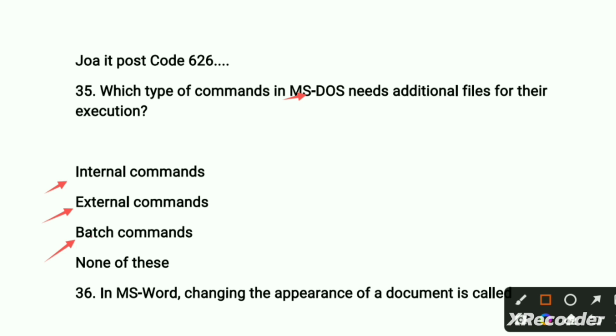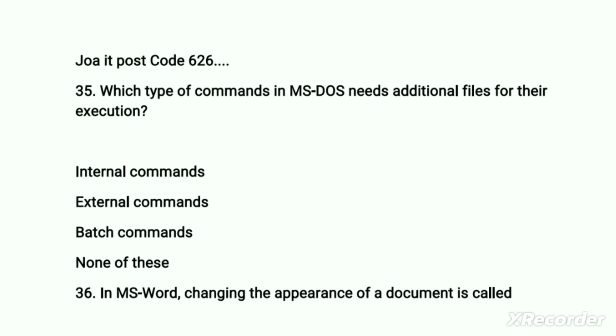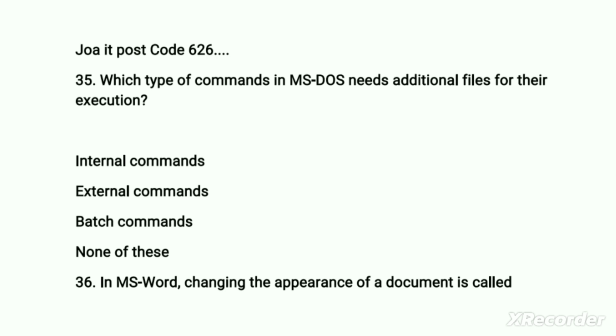If I talk about batch commands, batch commands basically help in making changes to different directories or display the current directories. So here, which type of commands in MS-DOS need an additional file for their execution? The right option is external commands. So move to our next question.